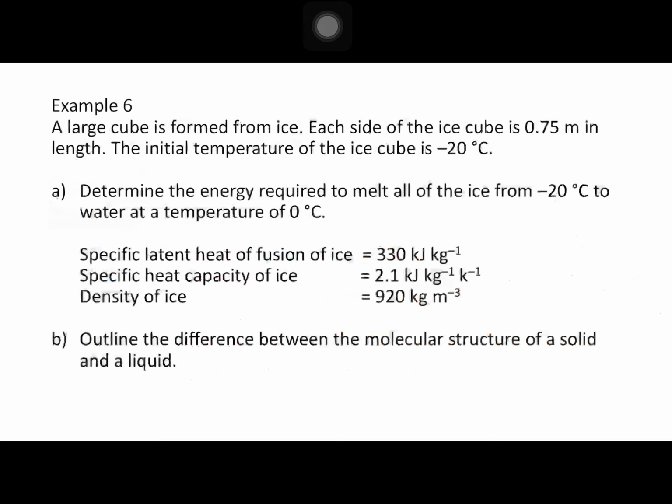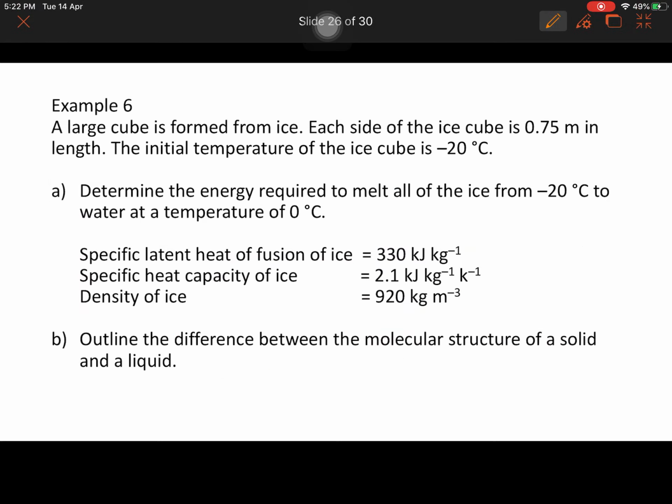Okay, example 6. You should have tried it out already. So how do we do this? Now they tell you that a large cube is formed from ice. Each side of the cube is 0.75 meters. So I'm going to just draw this out so that I know. 0.75 meters, 0.75 meters, 0.75 meters. Initial temperature of the cube is minus 20 degrees Celsius. They ask us to determine the energy required to melt all of the ice from minus 20 degrees Celsius to water.